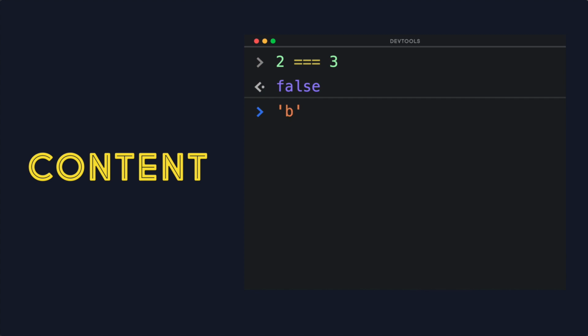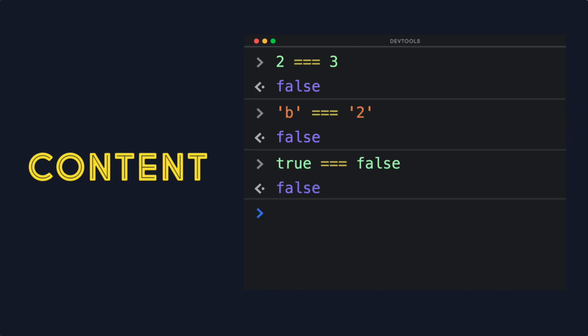For example, you can take string B and string 2. They both are of the same container type or the same type, but the values are different, and that's why they are not identical. And same with Boolean. You can take true, which is definitely not equal to false, although they are of the same type.